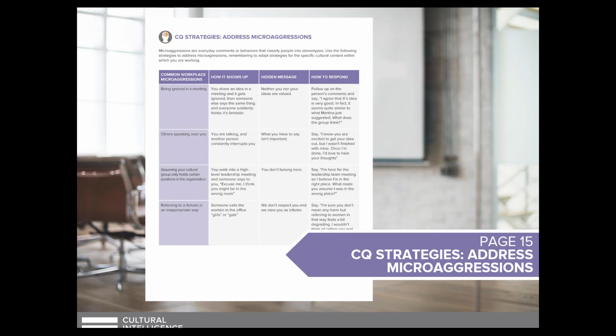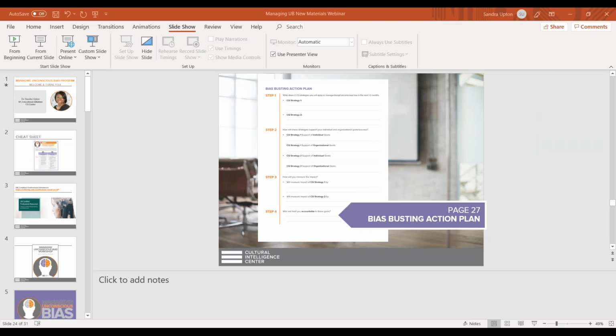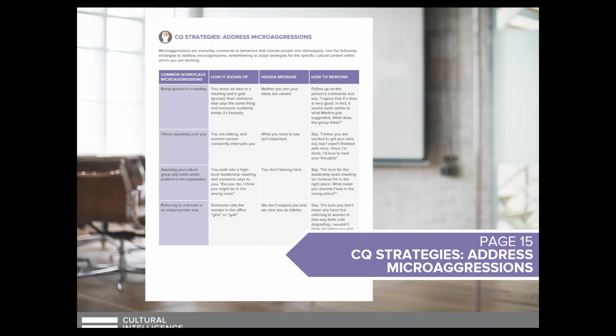Some additional CQ strategies that we've built into the participant guide. Here, we know a big topic is microaggressions. That is included in the original training, but we've beefed this up a bit by not only highlighting some of the common microaggressions that you might experience in the workplace, but how does it show up? What might be the hidden message behind that aggression? And most significantly, how might you respond to that particular microaggression that takes place?